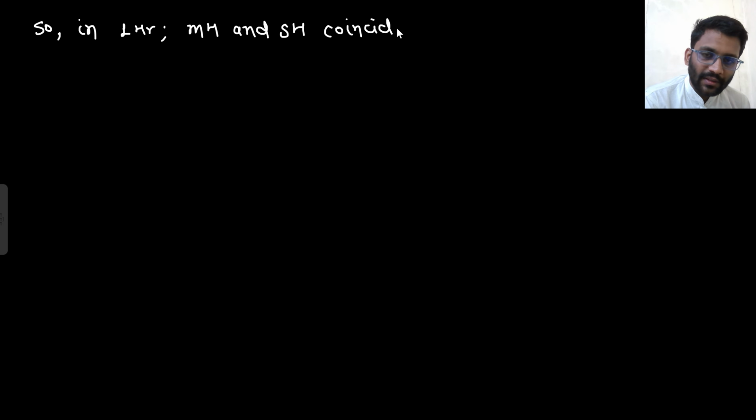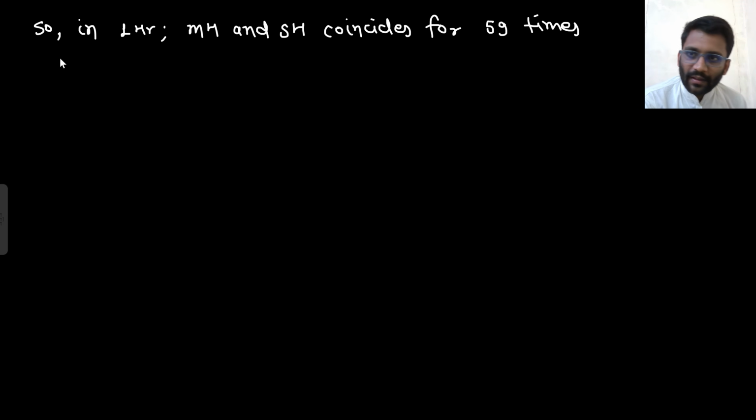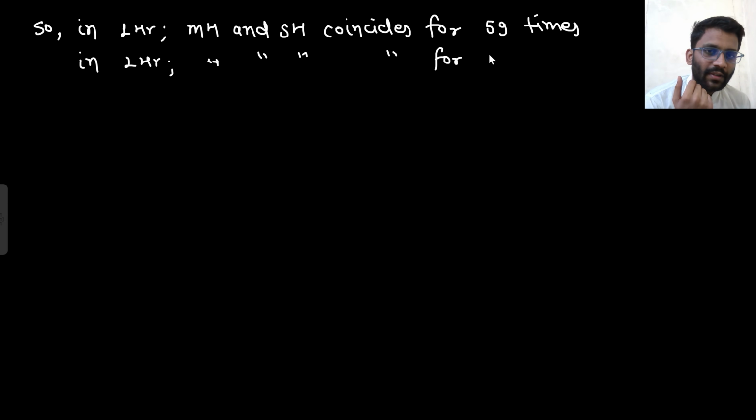So in 1 hour, the minute hand and second hand coincide for 59 times. Again in 2 hours, the minute hand and second hand coincide for 118 times. And believe me, this concept is explained nowhere. You will never find it on YouTube or in any textbook. This is just something I thought of, and they can ask these kinds of questions.